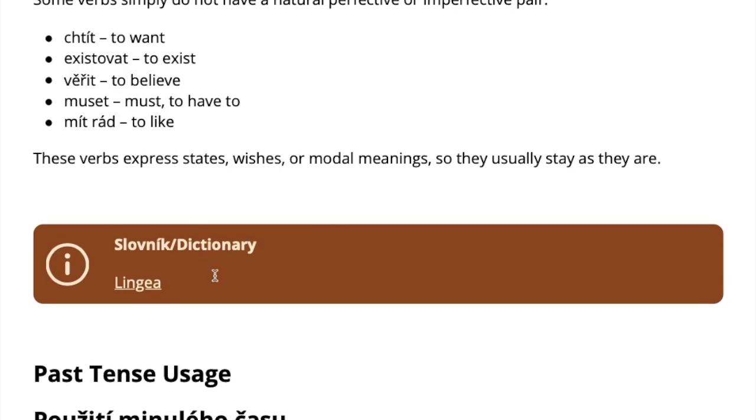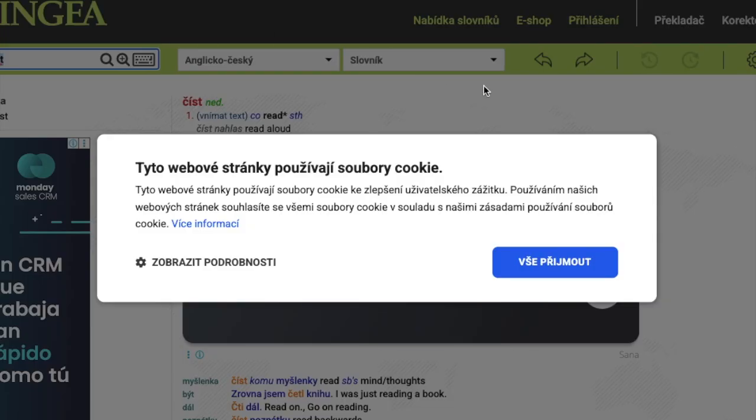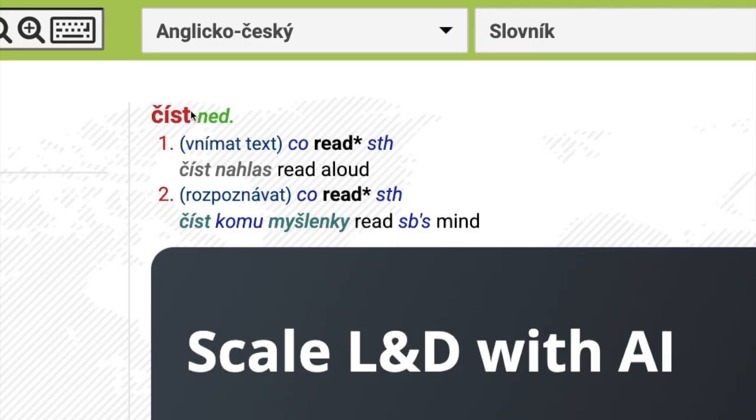If you are reading a text and there are many verbs and you are trying to learn them and understand them, and you are not sure if that's the perfective or imperfective form, I recommend Lingea, which is an online dictionary. I am going to click on it to show you where in the dictionary you can actually find if the verb is perfective or imperfective. So I have already looked for the verb číst, and here it says "ned." That means nedokonavé, imperfective. All right?